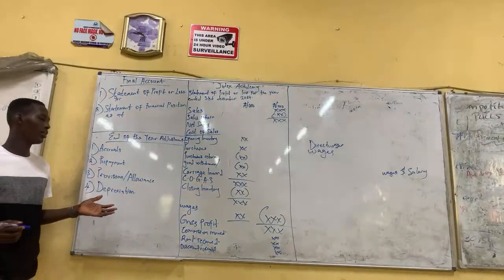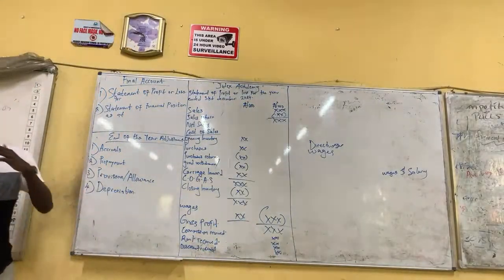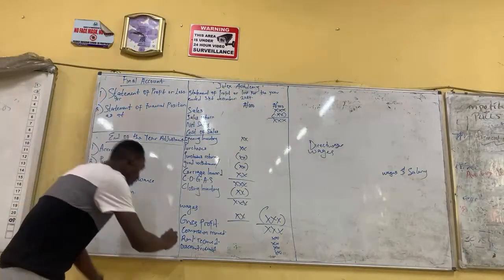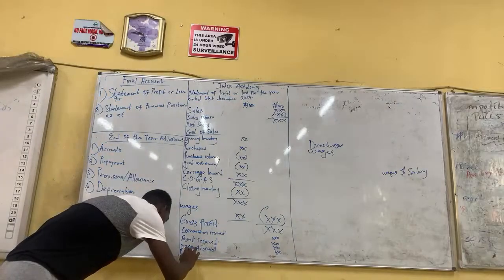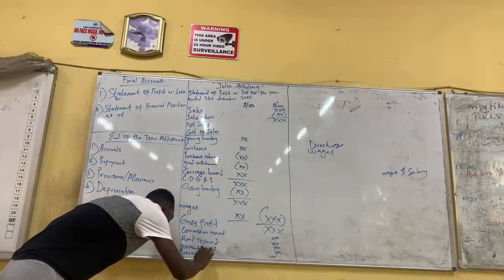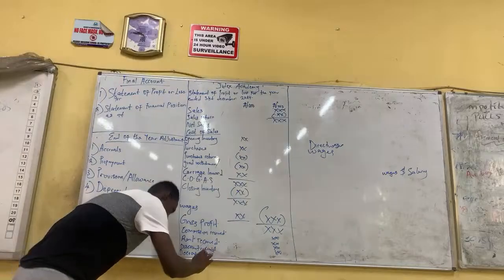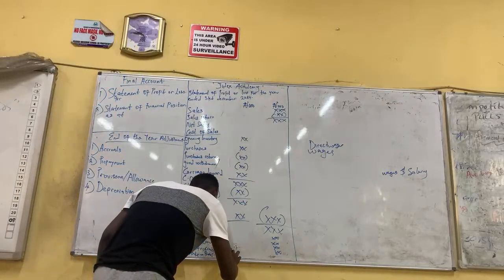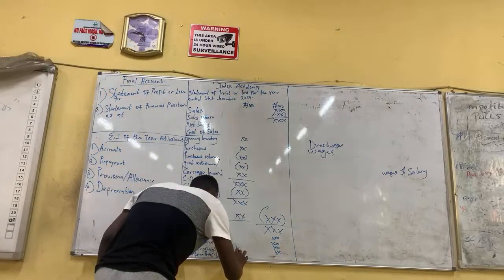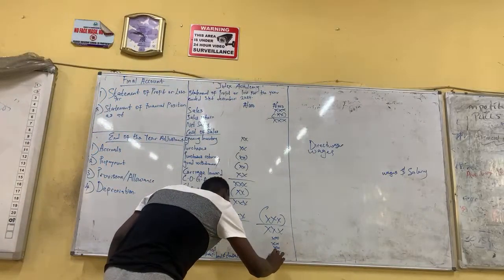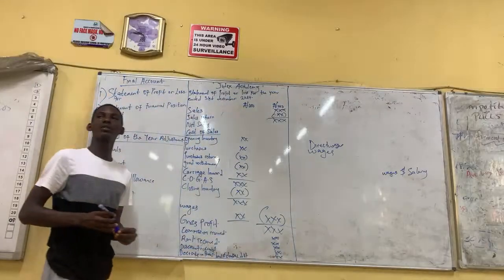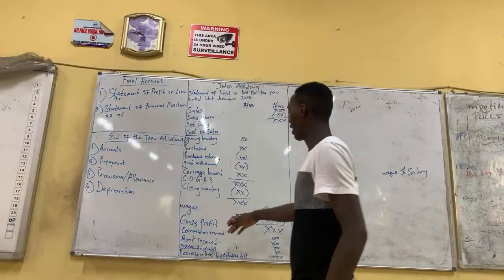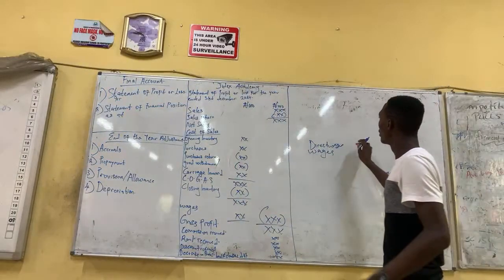Provision or allowance for doubtful debts. Now, a decrease in provision for doubtful debts is an income. A decrease, right? A decrease in provision or provision or allowance for bad and doubtful debts is an income. So you add it to your gross profit.